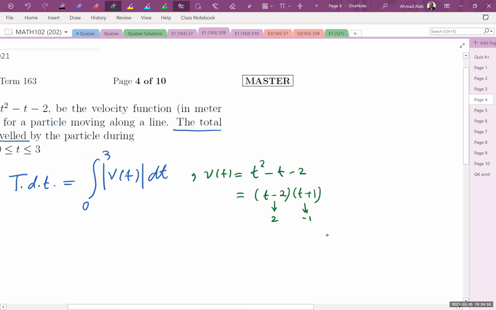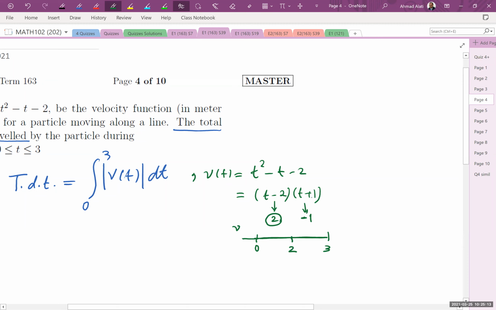So you need to draw your interval. Your interval is from where to where? From 0 to 3. Now you will ask yourself, what about the velocity here? -1 is not included in this interval, so it is not here. So we will just focus on 2.